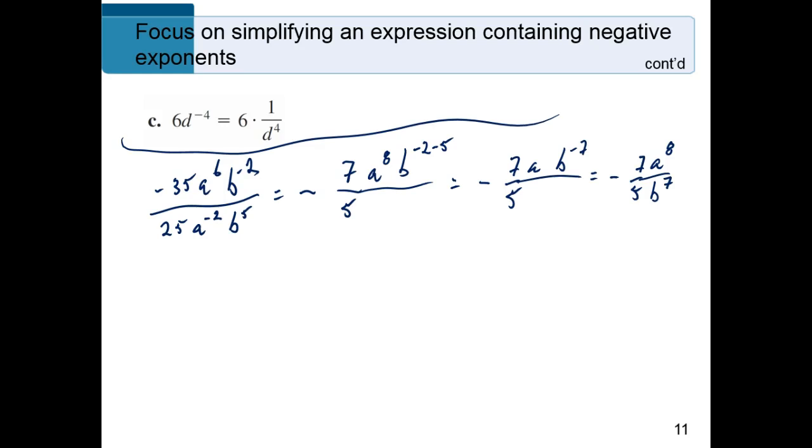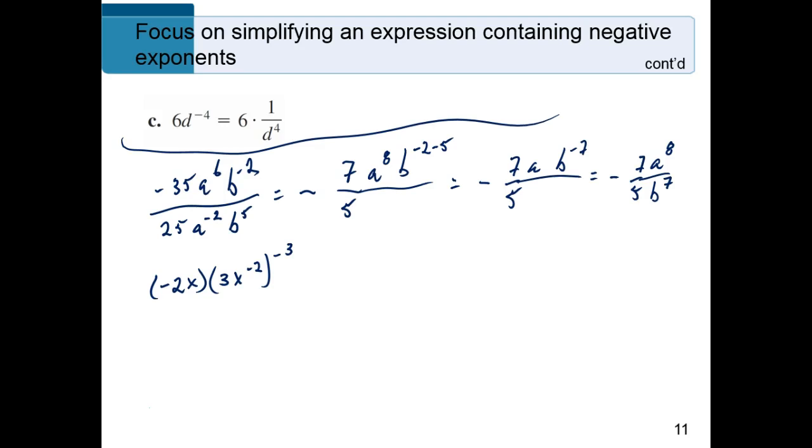Let's do the B part. The B part is a negative 2x times a 3 x to the minus 2, but that parentheses is raised to the minus 3 power. Okay. Where would you begin on a problem like this? Distribute the negative 3. Okay. This negative 3? Okay, yeah.